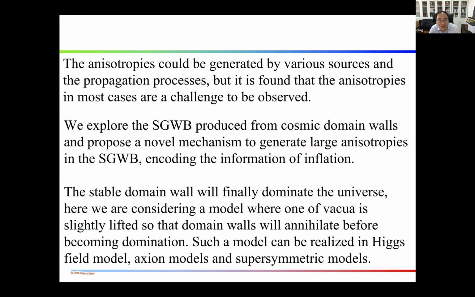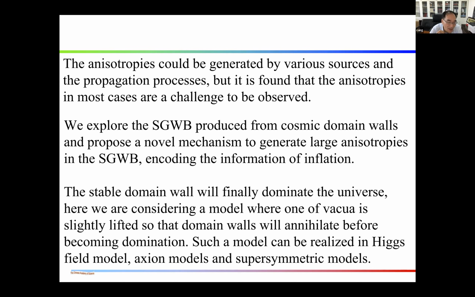The anisotropies could be generated by various sources and propagation processes, but it's found that the anisotropies in most cases are challenging to observe. There are many ways to produce the anisotropies, but in most cases the anisotropies are too small. We explore the stochastic gravitational wave background produced from the cosmic domain walls and propose novel mechanisms to generate larger anisotropies in the stochastic gravitational wave background, which encode the information of inflation. So it's helpful to determine the energy scale of inflation.